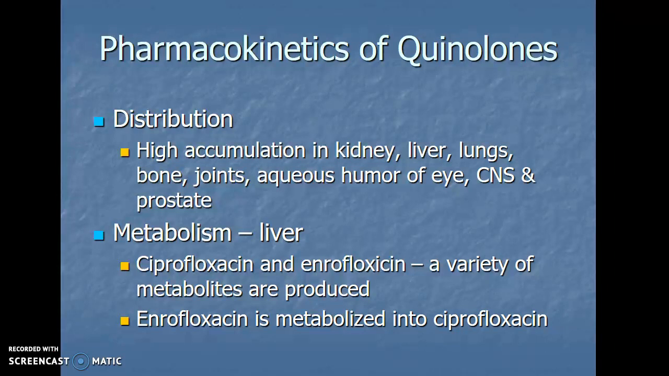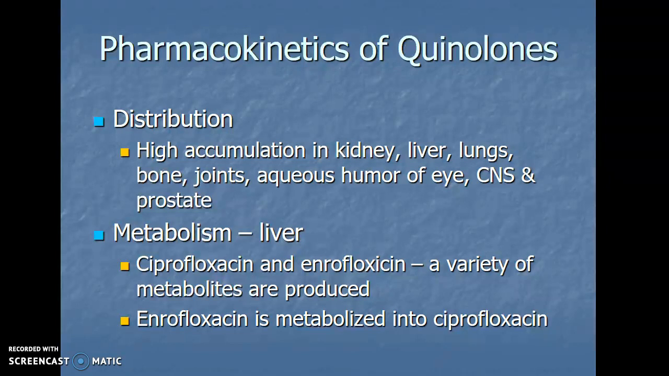So these drugs, I should say, are more on the non-ionized or lipophilic side. So we get some really good accumulation in the kidney, liver, lungs, bone, joints, and then into the globe of the eye, the central nervous system, and the prostate. So that was one of the things that, when this drug came out, and I'm talking about Baytril, that was the first one that was approved in this country, this was pretty exciting because this was a drug that could get into a lot of different places that other drugs had trouble getting into.